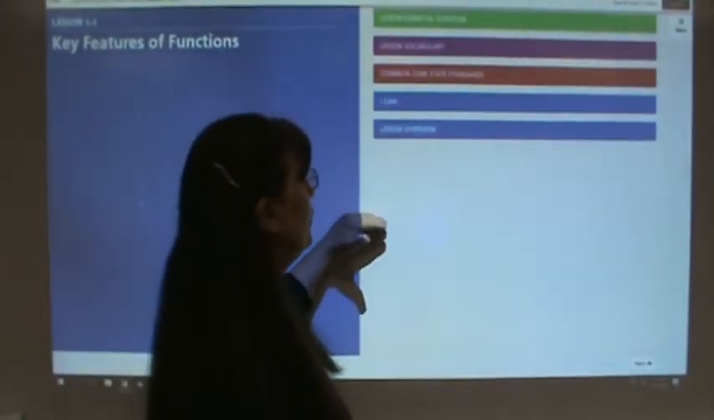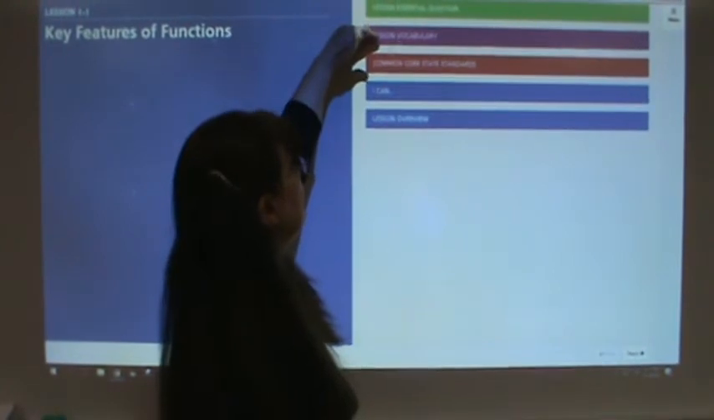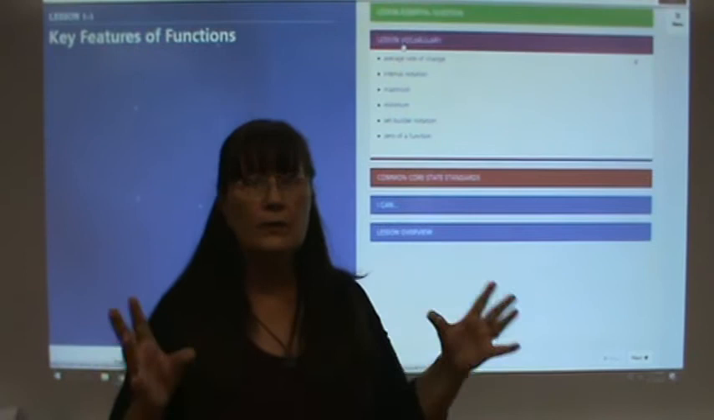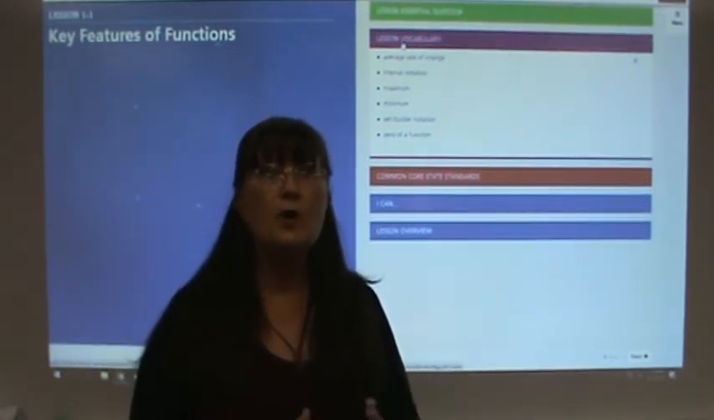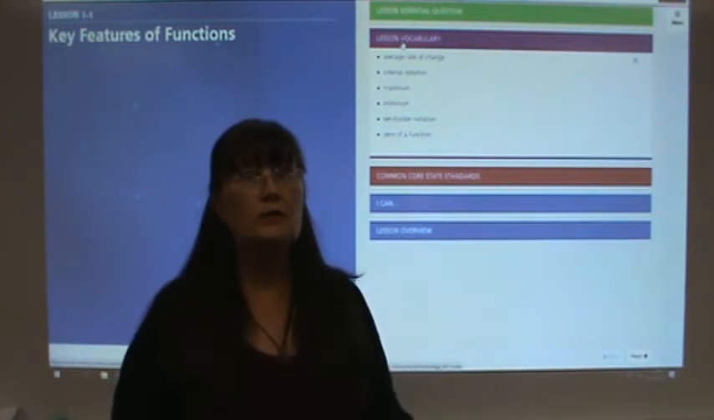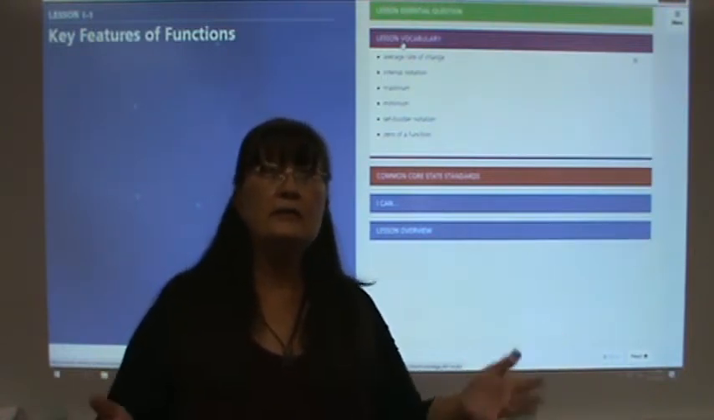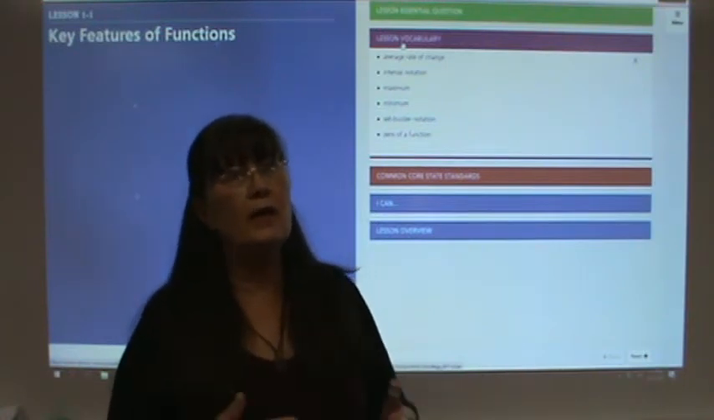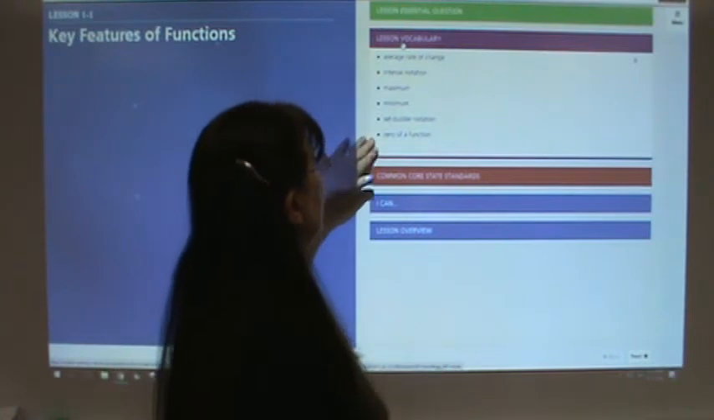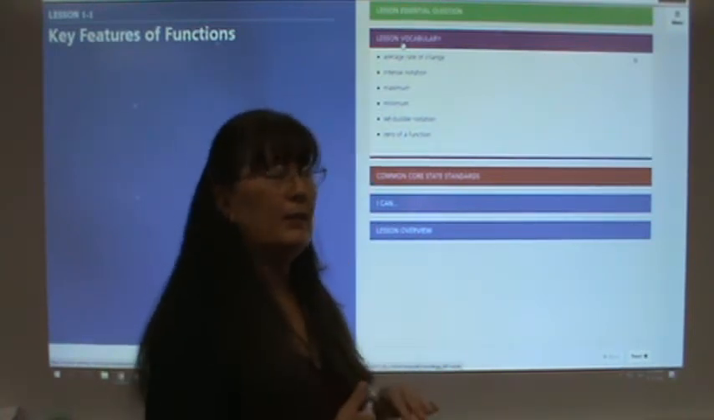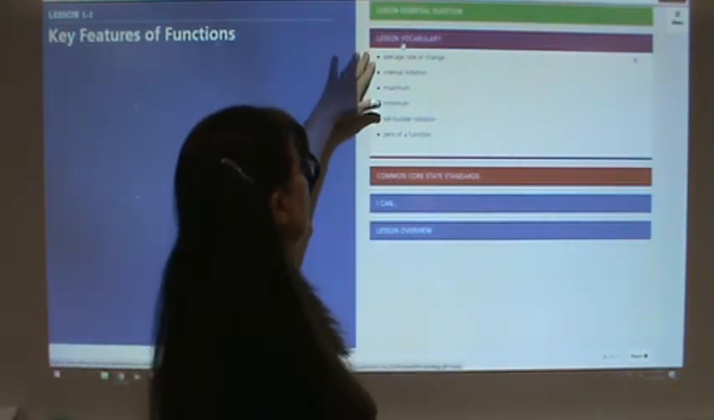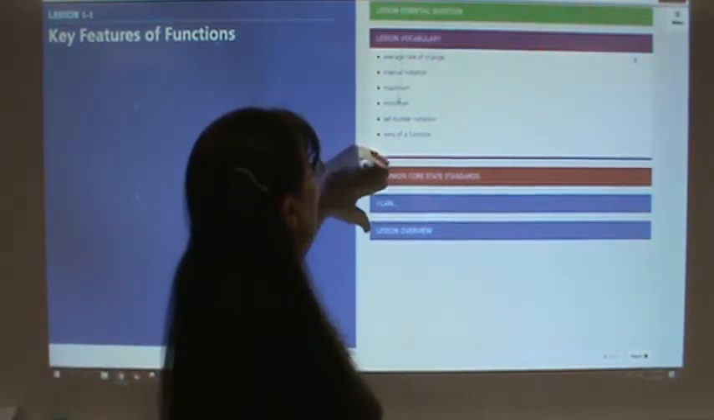What's really important is if you went to click on the lesson vocabulary. If you do not know your vocabulary, you're not going to be able to understand how to work these problems. And I'm having a lot of people email me saying, I don't understand. Well, I don't understand what you don't understand, so if you're not specific, I can't help you. Once you've gone through these, and there's a couple here that you're going to be seeing, what you'll want to do is make sure that you know what all of these are.